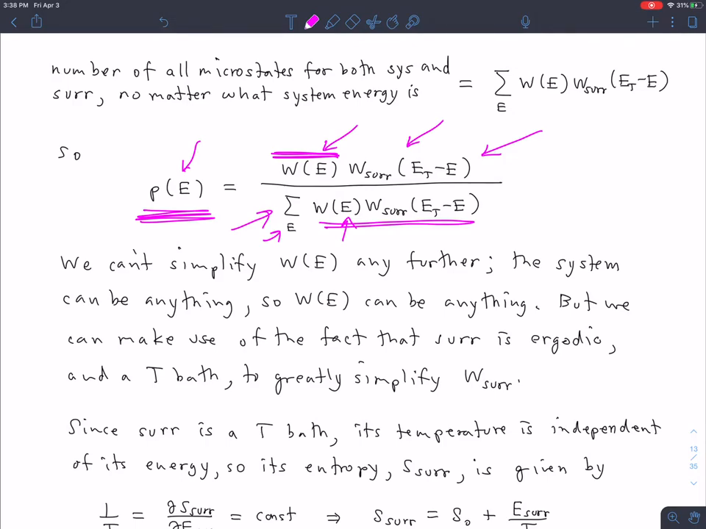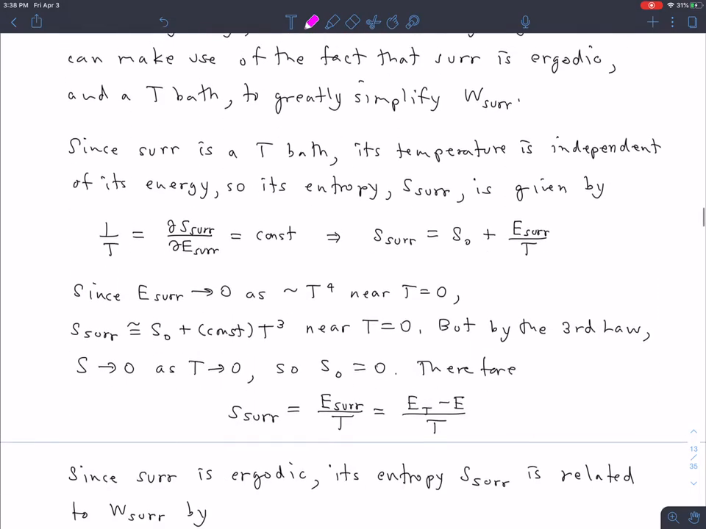We haven't put any restrictions at all on the system. We put some restrictions on the surroundings, but not on the system. And that means we really can't say much about this W of E. It can be any system, it can be any size, and therefore that W of E can be anything. It depends on what that system is. But the surroundings we have said some things about. We've said it's ergodic, and we've said it's a T-bath. So let's see what we can do with W of the surroundings.